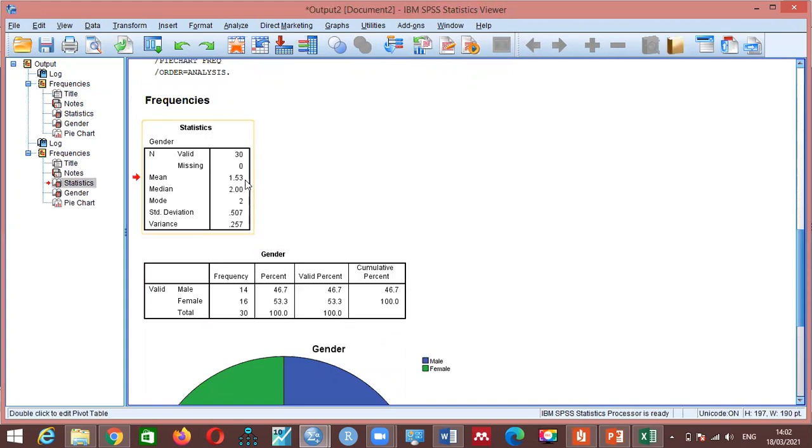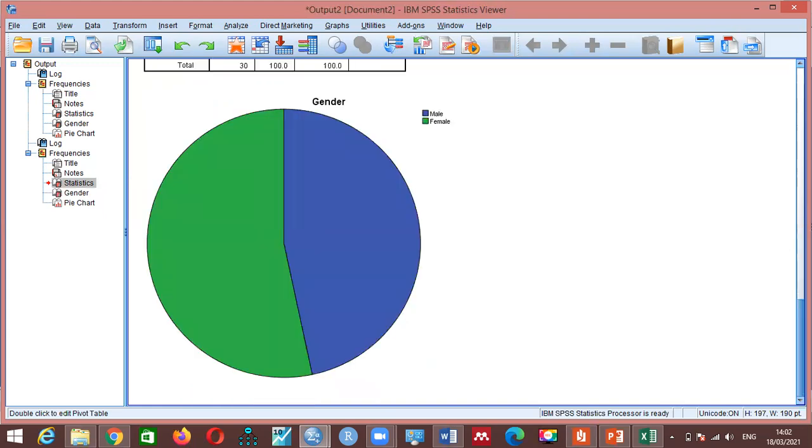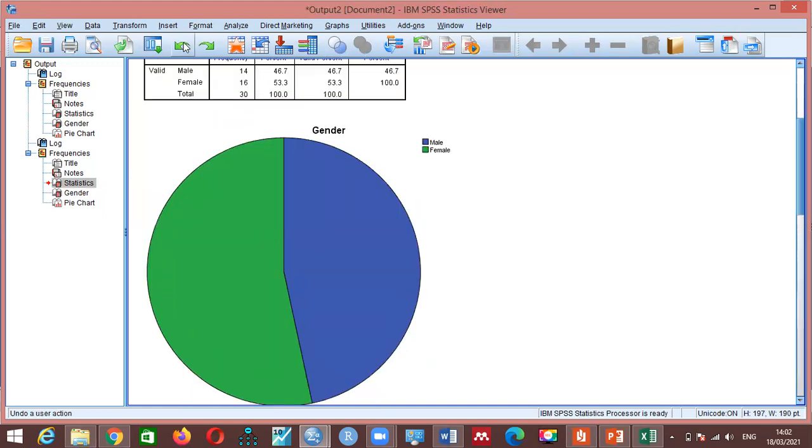Mean 1.53. What does 1.53 tell us? That 1.53 is almost 2. So this tells us that there are more females than males. And then median 2, mode 2. So standard deviation 0.57, variance 0.257. So SPSS helps you calculate all this without you doing it with a calculator or doing it manually.